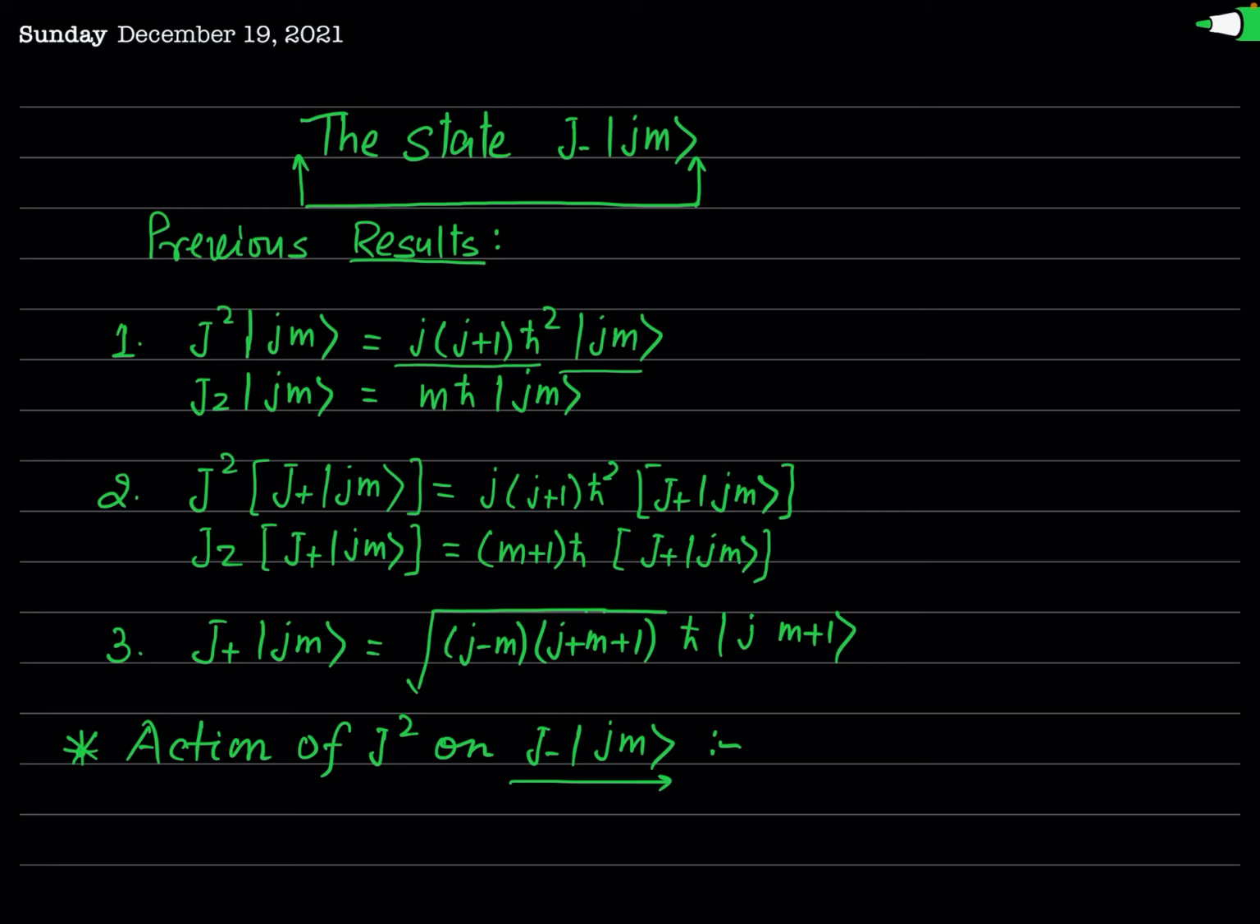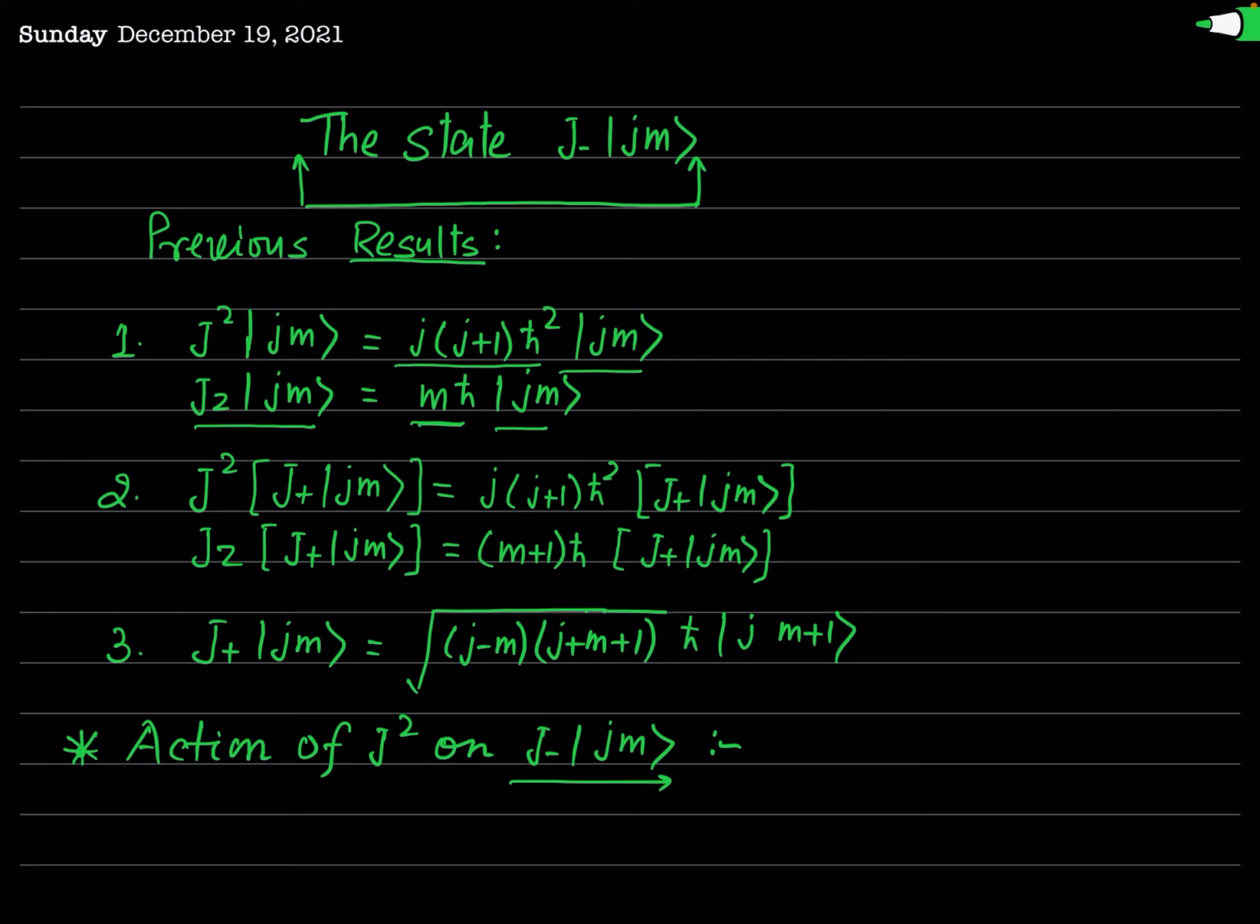And similarly, we also have seen in the previous lecture that Jz operated on |j,m⟩ is equal to mħ|j,m⟩. So this equation shows that the eigenvalue of the operator Jz, when its eigenstate is |j,m⟩, is mħ.